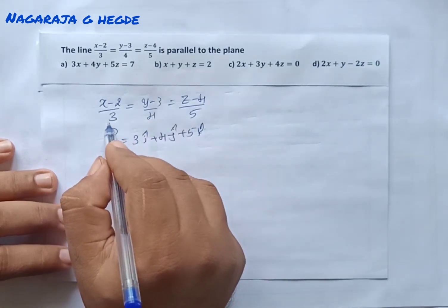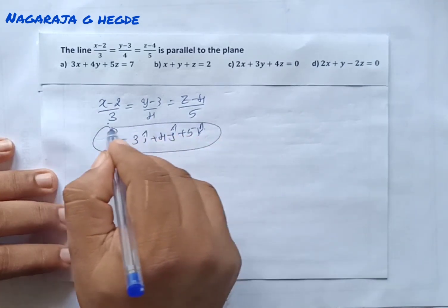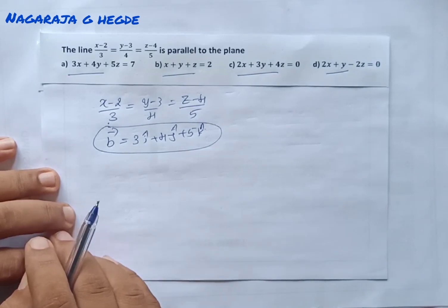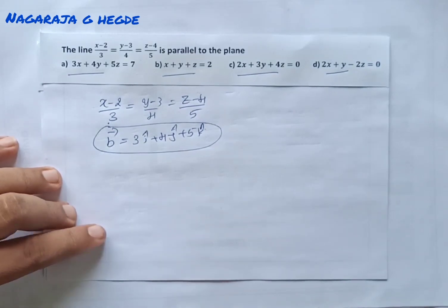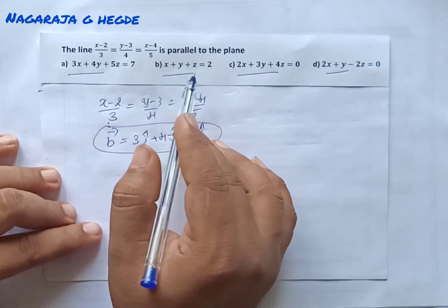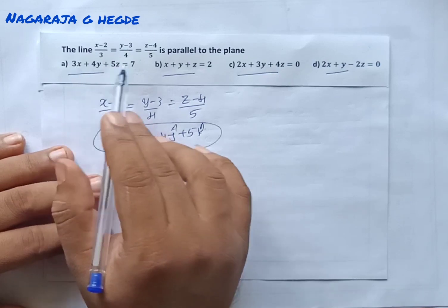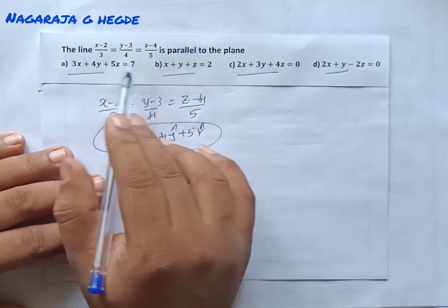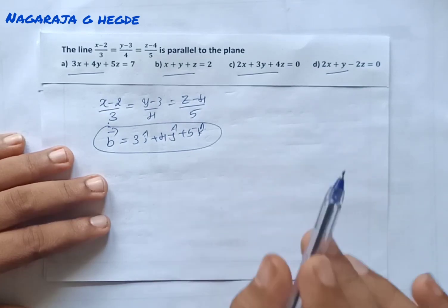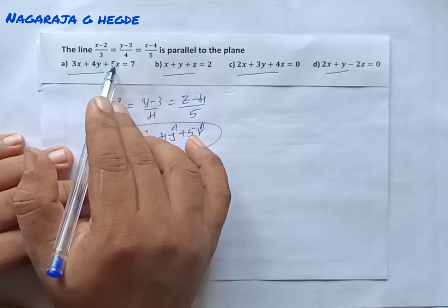If this line is parallel to any one of these planes, then this parallel vector is also parallel to that plane. How to identify that? It's very simple. If we know the properties of a plane, what each term indicates. Here, the scalar components, that is, the coefficients of x, y, z in all the planes, are the direction ratios of the normal vector.